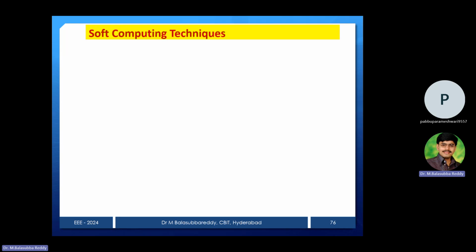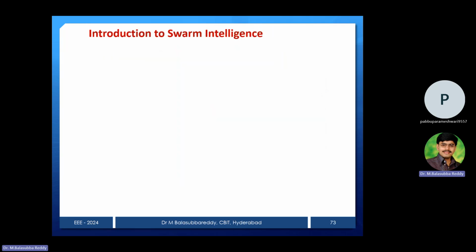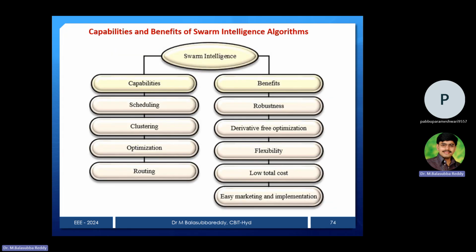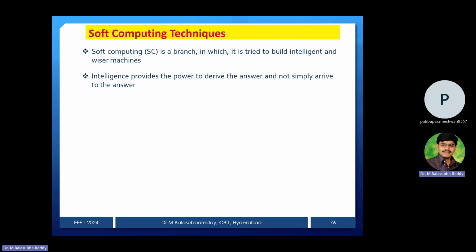Today we'll see the soft computing techniques. In the previous class, we saw some of the swarm intelligence. Now we will see soft computing techniques. In the soft computing techniques, preferably we'll call it SC or soft computing technique. It is built into intelligent machines. So we need to build intelligent machines.